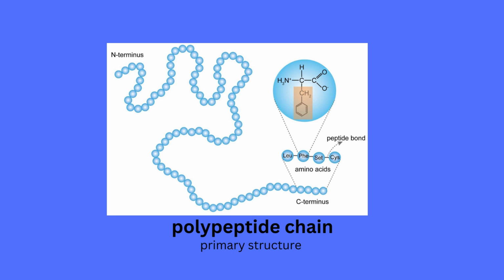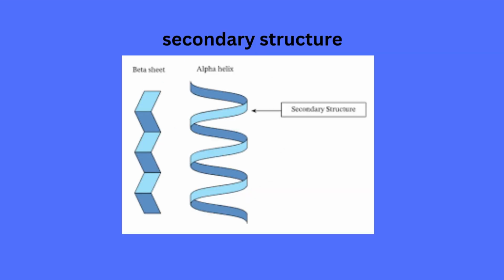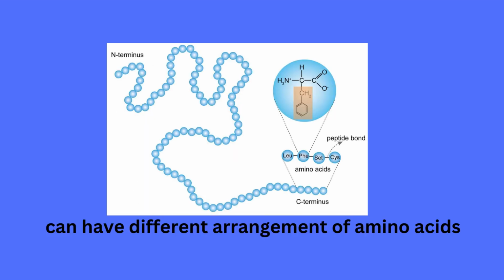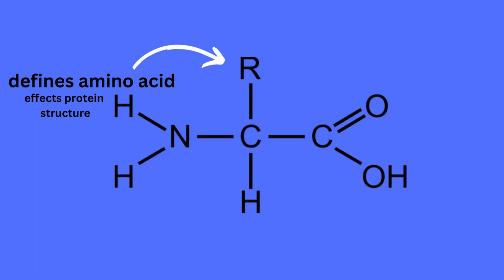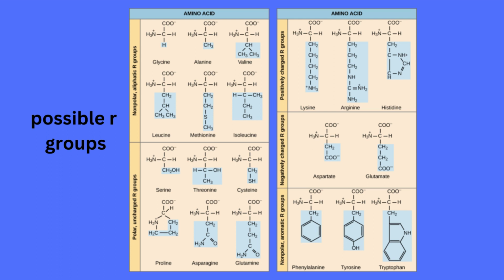Once a polypeptide chain is formed through the process of protein synthesis, the primary structure is complete, and the secondary structure is next. Within the secondary structure, the chain of amino acids folds in different ways, two of the most common being an alpha helix or a beta pleated sheet. The way it folds is based on how the different amino acids are arranged within the chain. The different types of amino acids are defined by the R group of the amino acid, as the R group can differ and have effects on the protein structure. An R group can be hydrophilic, hydrophobic, or ionic.